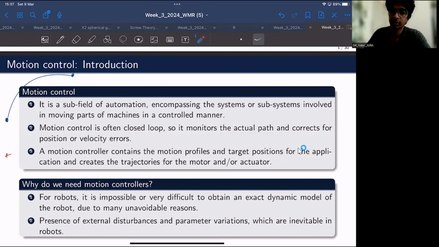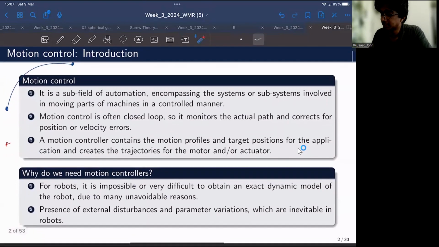It basically pulls the motion profiles from a trajectory planner, and based on the trajectory planner, the motion controller gives the appropriate actuation commands to the actuator so that the robotic system can realize that specified trajectory. Okay, that is about the motion controller and more or less its functions.